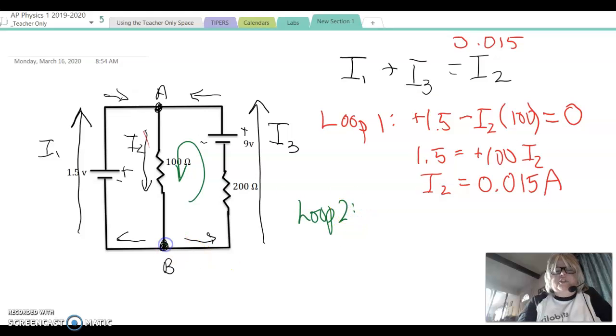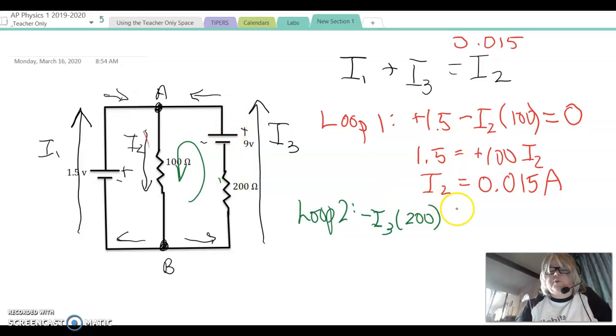So I'm going to again start at B, come around, and the first thing that I encounter is a 200 ohm resistor. So that's going to be negative I3 times 200. Why is it negative? Because I'm going in the direction of the current flow. If you go in the direction of current flow for resistors, it's negative. If you go from negative to positive with the batteries, it's positive.